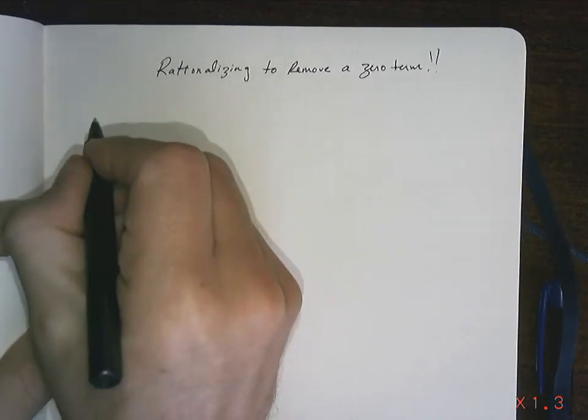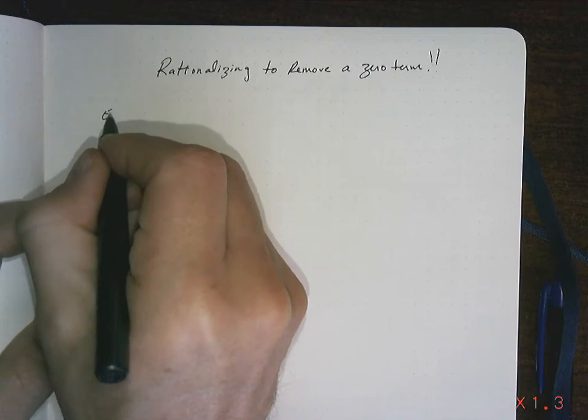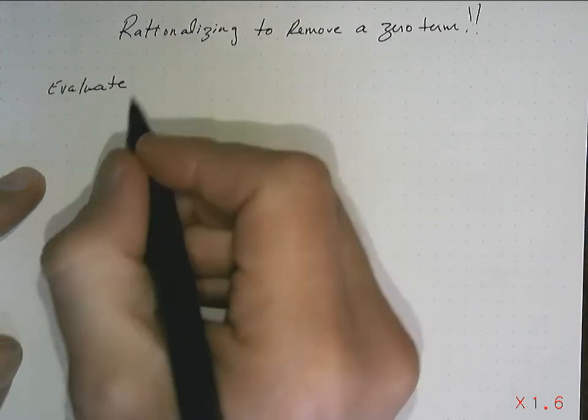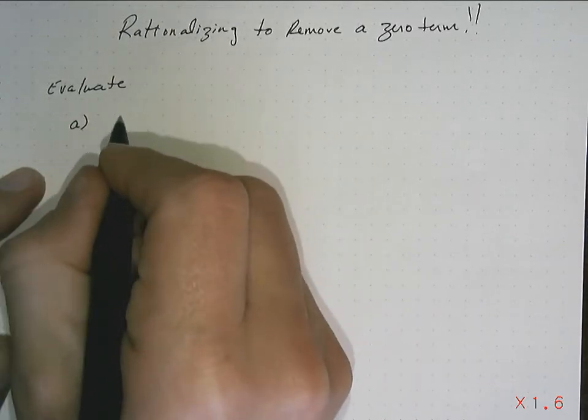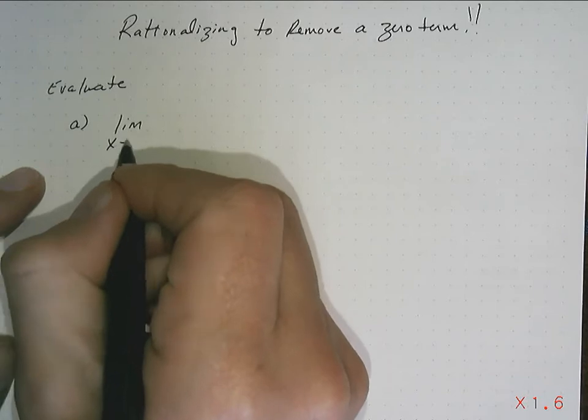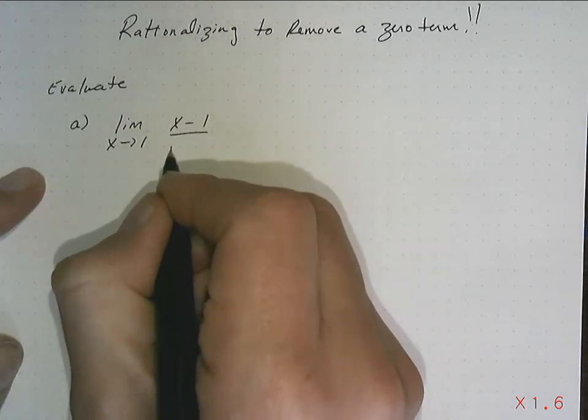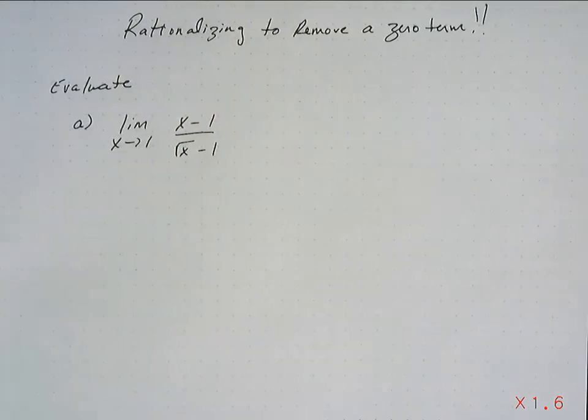So, here's your example. Evaluate. Do I need to zoom in a bit? Am I too far out? Is that better? Evaluate the limit as x approaches 1 of x minus 1 over root x minus 1.